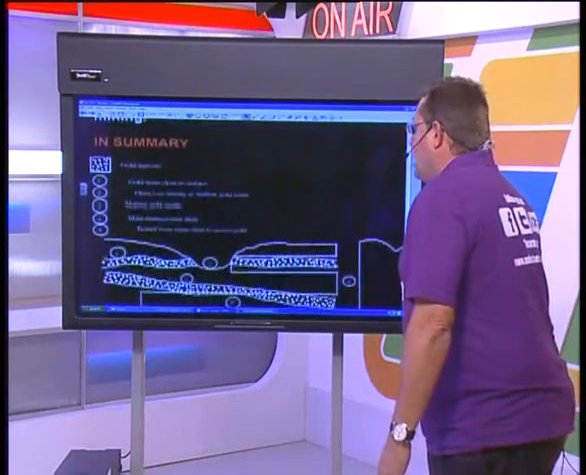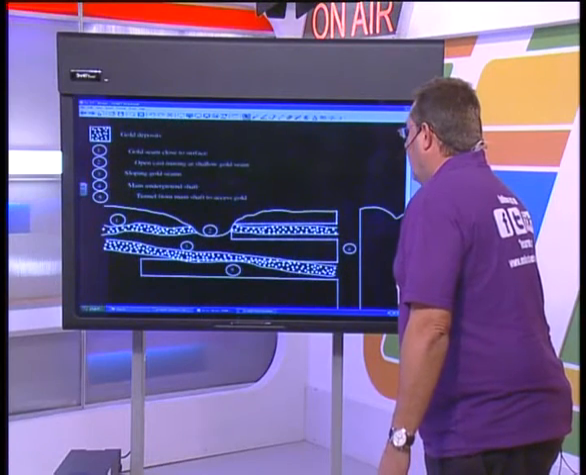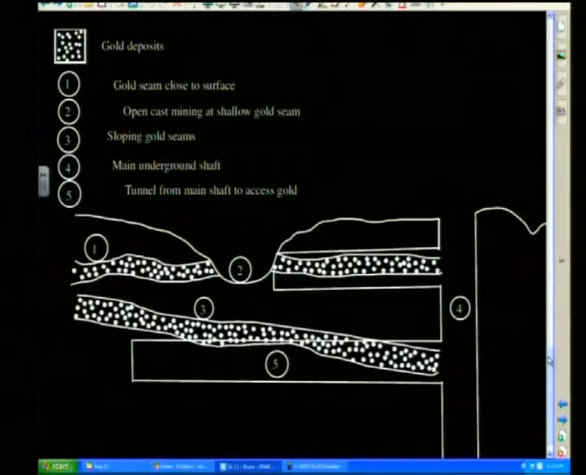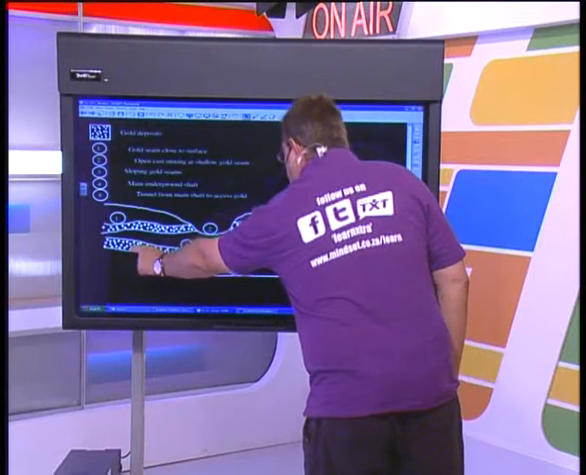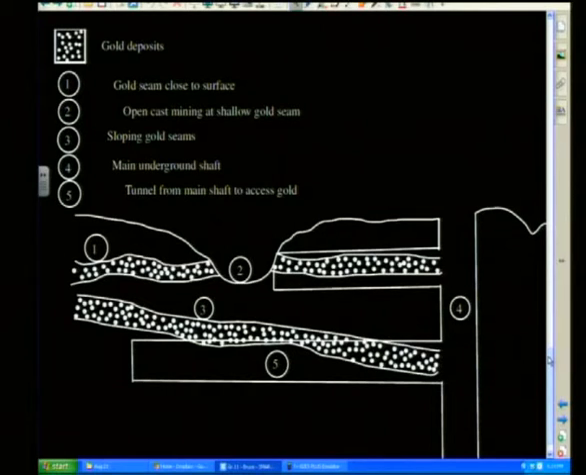Okay, and what I've done here is just to try and show you a little bit of a summary of all those techniques. So what we've got here, if these sort of dots and these layers represent the gold-bearing rock, in other words, where the gold deposits are, can you see now that position number 1 represents quite a close gold seam near the surface? So near the surface, these portions of the gold-bearing rock could be easily obtained through open cast mining, no problems there. However, do you see now number 3, can you see that this gold-bearing rock is now sloping downwards? So therefore, open cast mining is not going to work for that one.